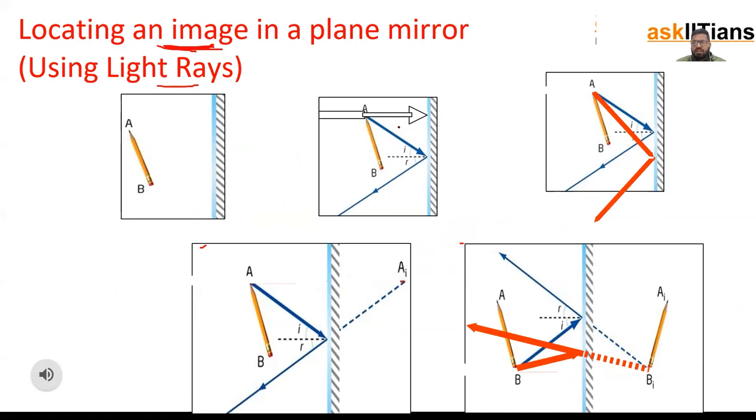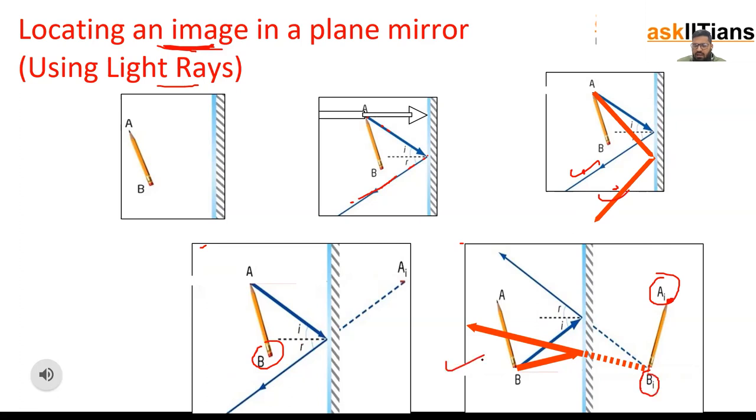Using light rays: suppose there is a pencil and you want to make an image of it. You will draw a light ray like this, and it will get reflected. You can draw another light ray like this, coming from the top of the pencil and meeting here. Whenever you draw these reflected light rays backwards, you will see they meet at a point like this, A dash. The light rays reflected from point A at the mirror, if you join them backwards, this blue one and red one, will meet at a point A dash or A1. Similarly, light rays from B after reflection will meet at B1.